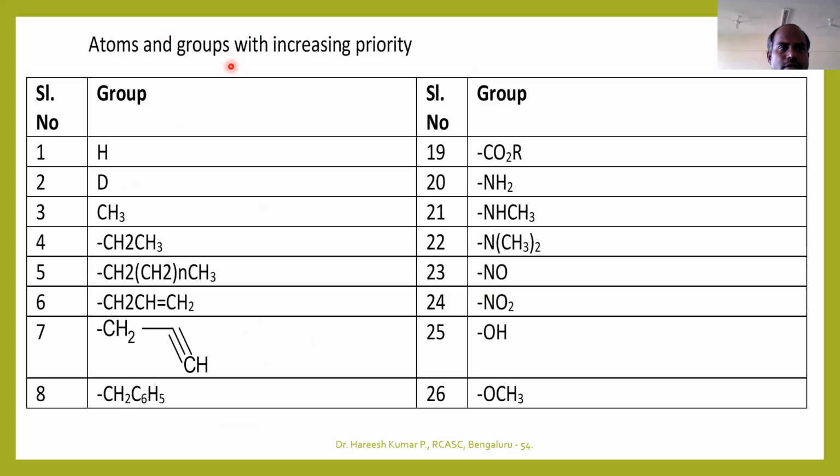Okay. So again, these are the priorities you need to remember. Hydrogen is the least priority. Deuterium is the next one. That means when you are comparing these two, deuterium takes priority. When you are comparing CH3 and deuterium, CH3 takes priority. When you are comparing methyl and ethyl, the ethyl group takes priority.